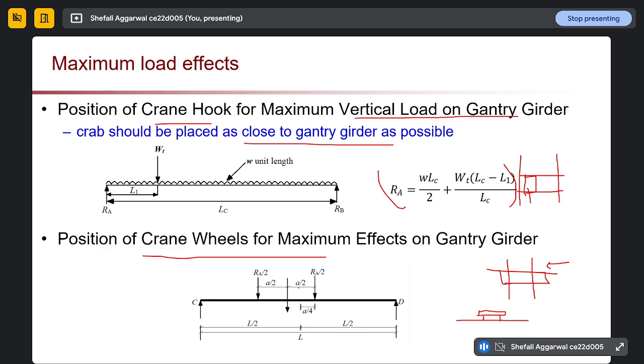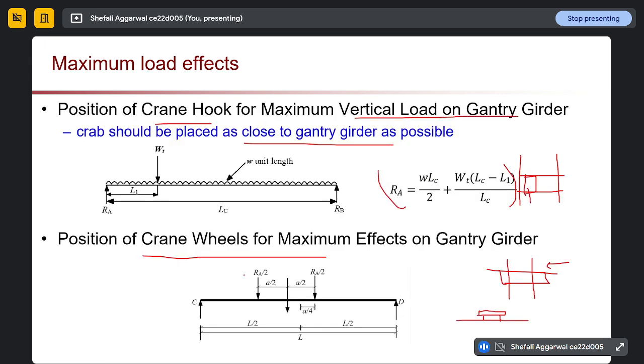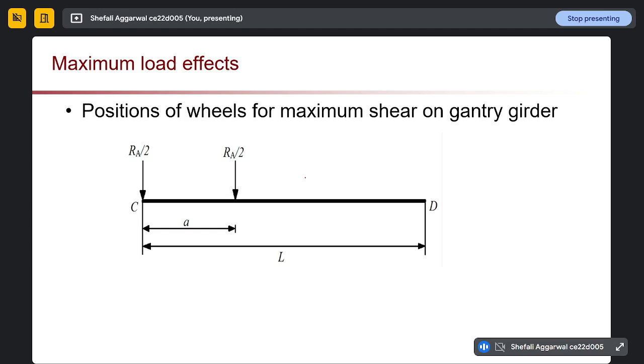We calculate the CG of our gantry girder and the CG of the crane girder. They should be equidistant, at a by 4 like this, and this will give the maximum effect on the gantry girders. Next and last is the position of the wheels for the maximum shear on the gantry girder. This was the case for the maximum loading, bending moment especially. In case of maximum shear, we assume that one wheel of our crane is lying at the end of our gantry girder. These are the different positions of cranes and trolleys for the maximum effect on our gantry girders.